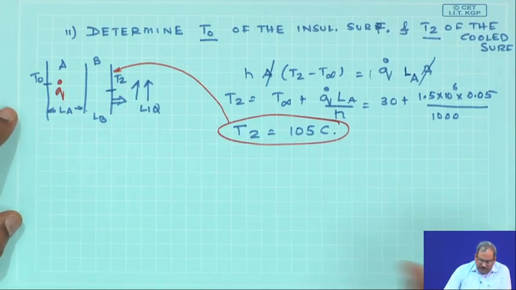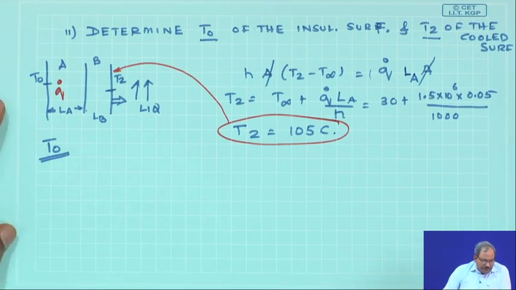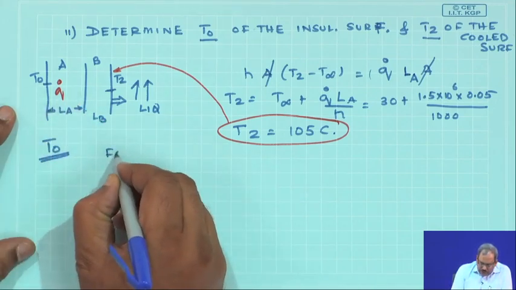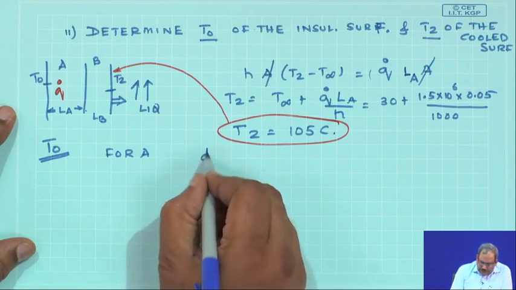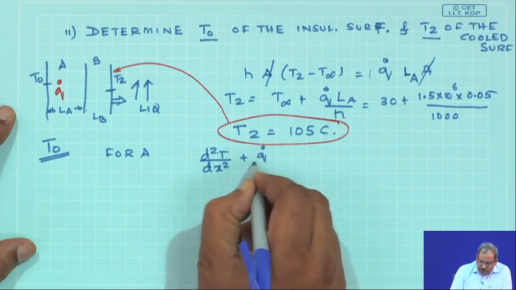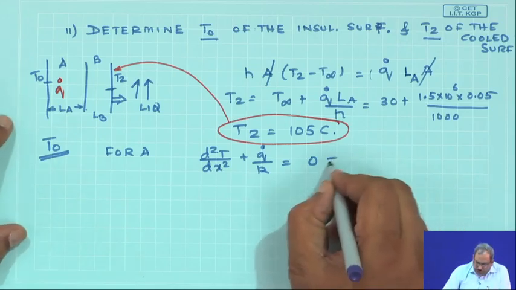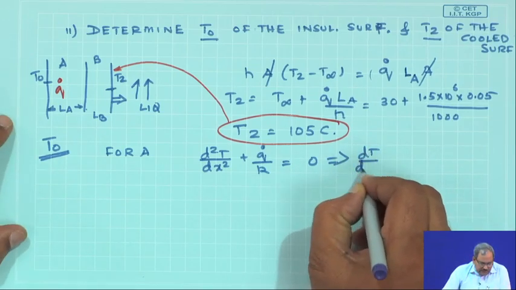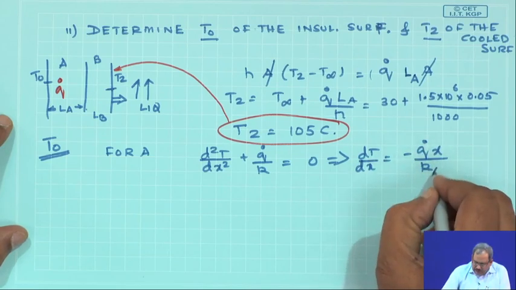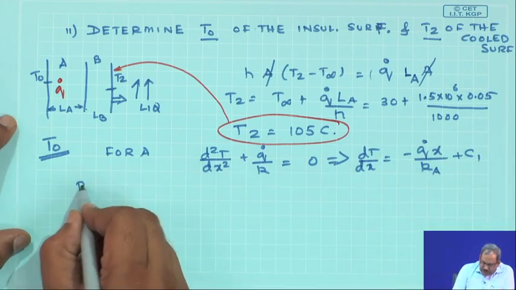Now comes the second part, how to evaluate the temperature T 0 over here. If you write the governing equation for material A, it would be d 2 T by dx square plus q dot by k A is equal to 0 at steady state. So, this would give you dT dx as minus q dot x by k A, plus C 1, and I use the first boundary condition.